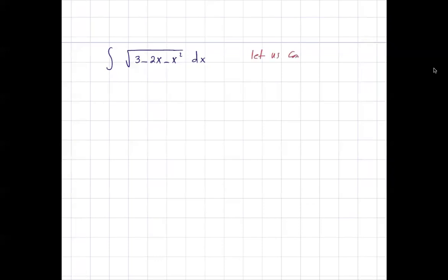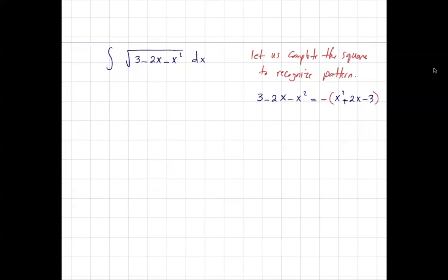Let us complete the square to recognize the pattern. So then we can decide which method we can use. First of all, here you have 3 minus 2x minus x squared. You can factor out the negative sign and write it as negative, open parenthesis, x squared plus 2x minus 3. So let's close up the parenthesis.